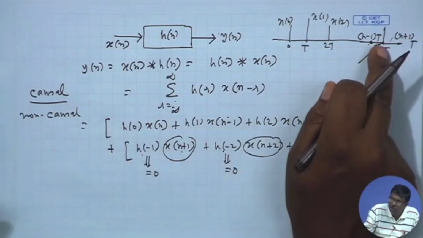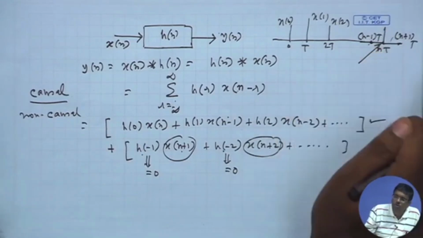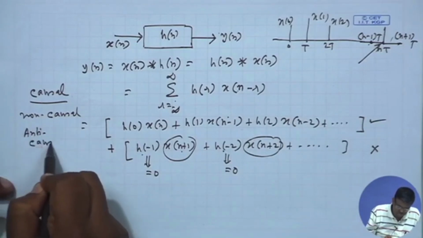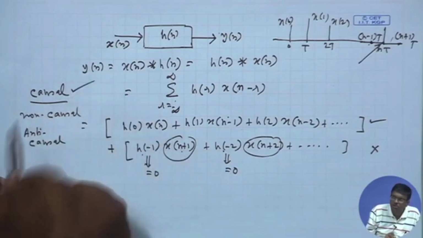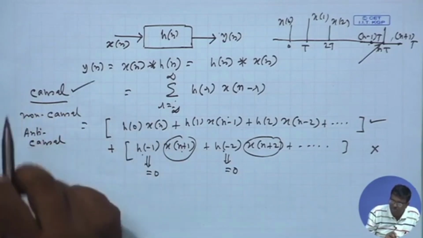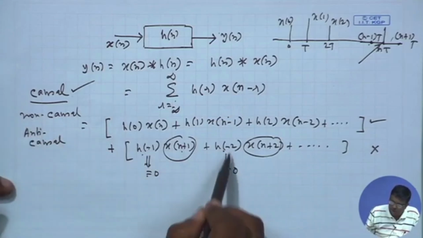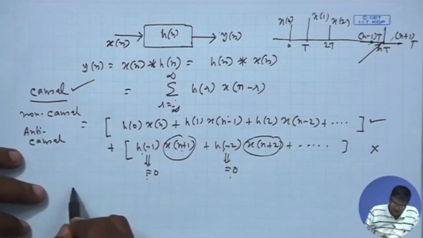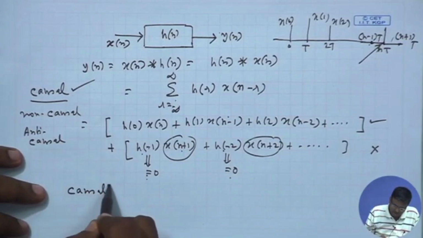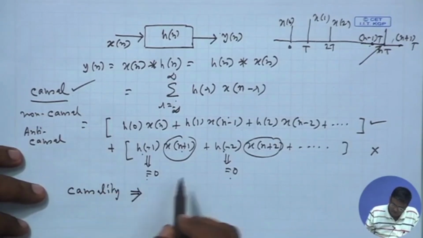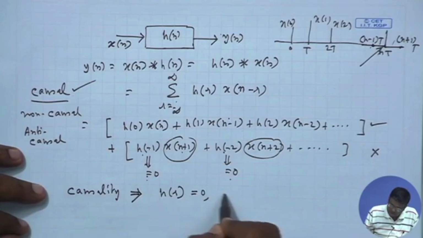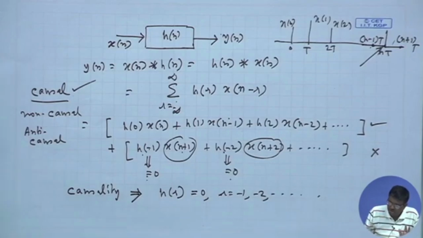And in a special case where the current output depends only on future inputs, it is called anti-causal. Obviously, for our real time operation we want causal. So, for a causal system, that is for causality, we should design the system so that h minus 1, h minus 2 and so on, these coefficients of the unit sample response, are 0. That is, causality implies h r equal to 0 for r equal to minus 1, minus 2, and so on. This is causality.